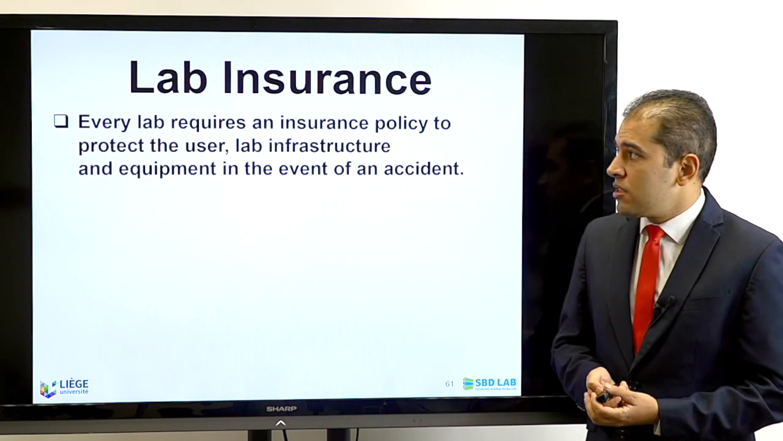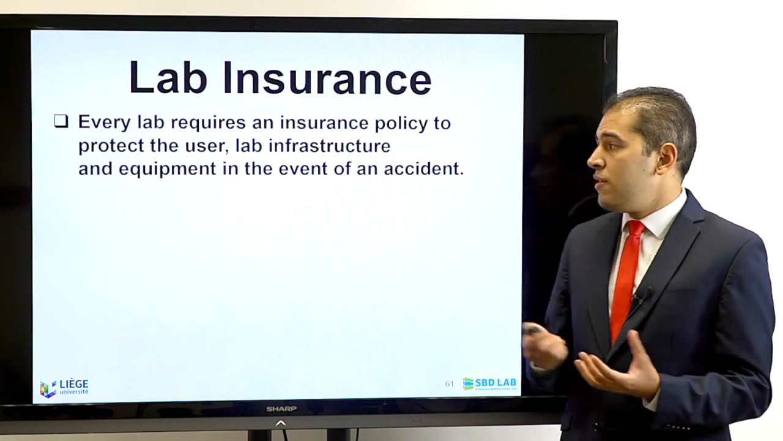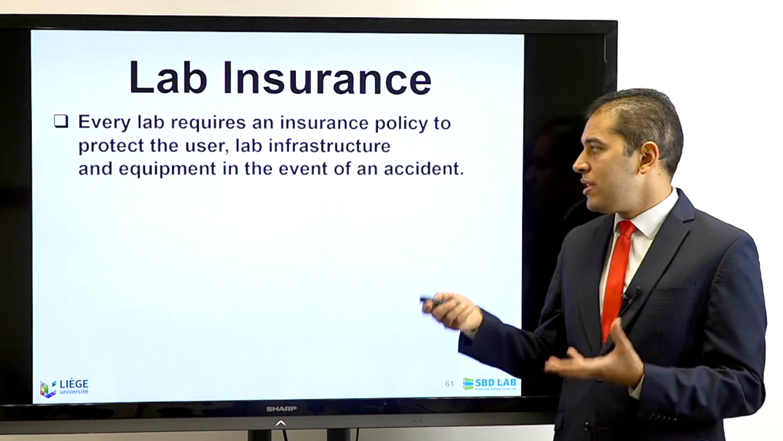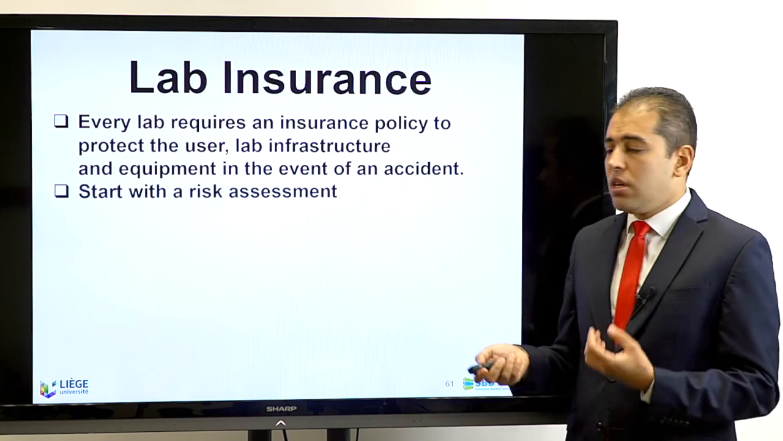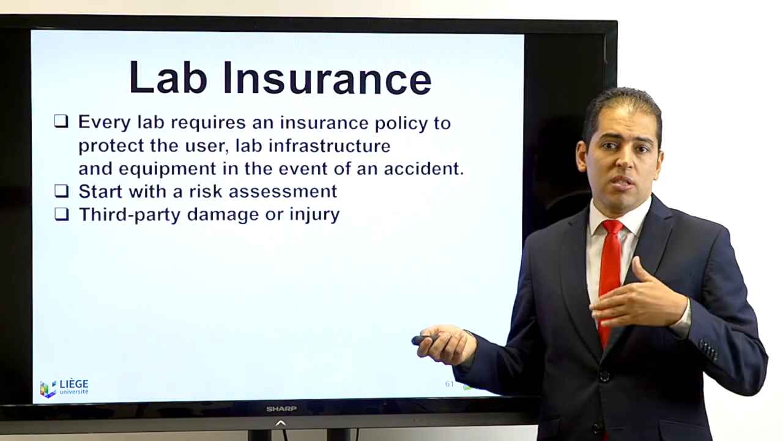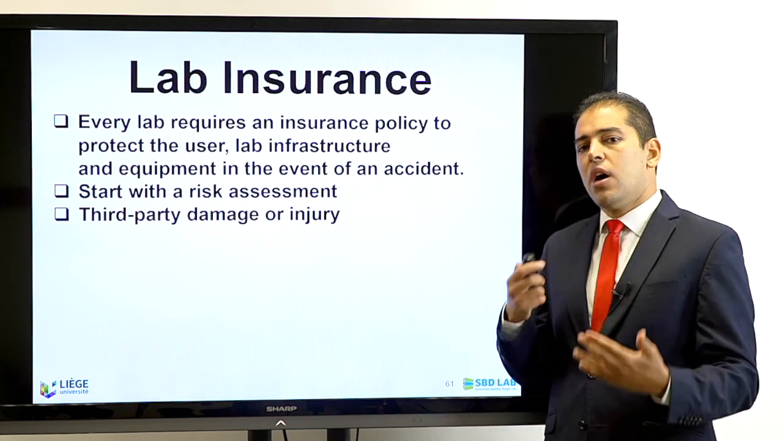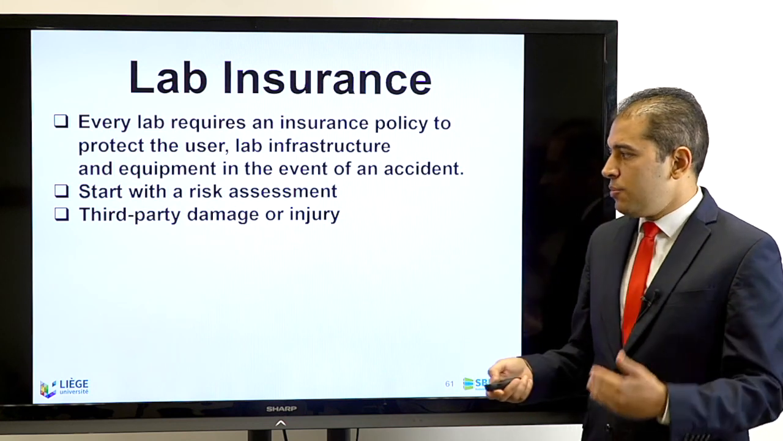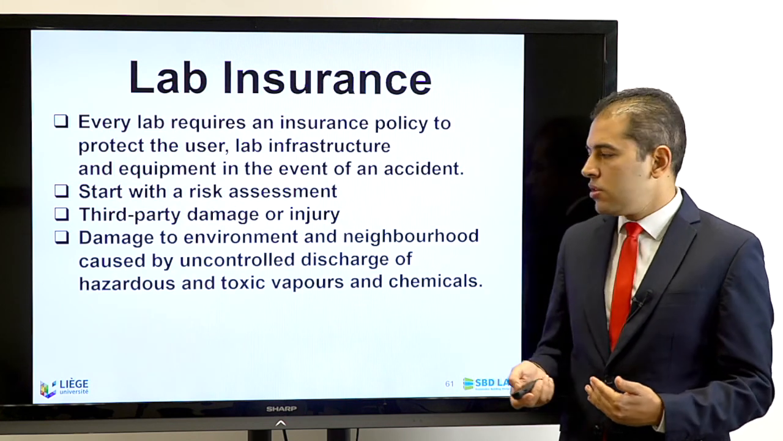Also, one of the good practices is to have a lab insurance policy. So every lab requires an insurance policy to protect the user, lab infrastructure and equipment in the event of an accident, and start with risk assessments, and based on the risk assessments they will tell you if the risk is high or medium or low. Based on that you can invest in an insurance policy or not. Third-party damage or injuries are also important here.